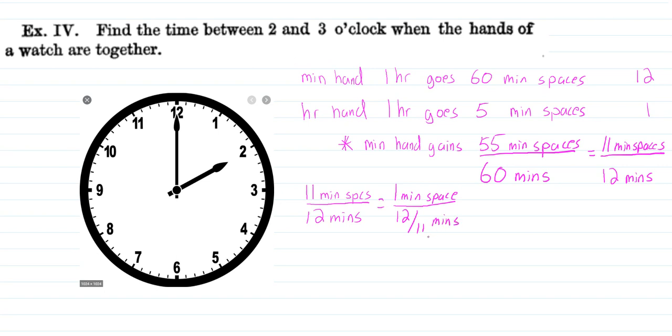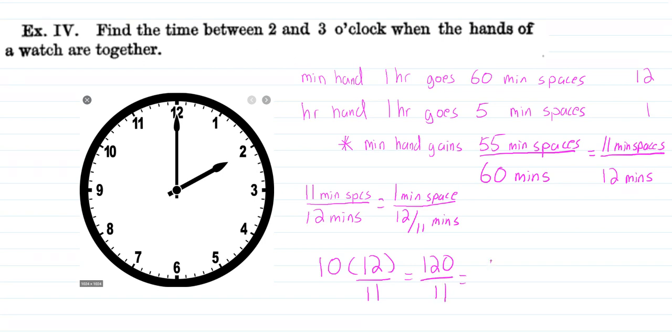Okay, so think about what we're talking about. The minute hand will gain 1 minute space every 12 over 11 minutes. How many spaces do we want it to gain? We want it to gain 10 spaces, right? So if 1 minute space takes 12 over 11 minutes, then 10 minute spaces is going to take 10 times 12 over 11 minutes. Okay, so we get 120 over 11.